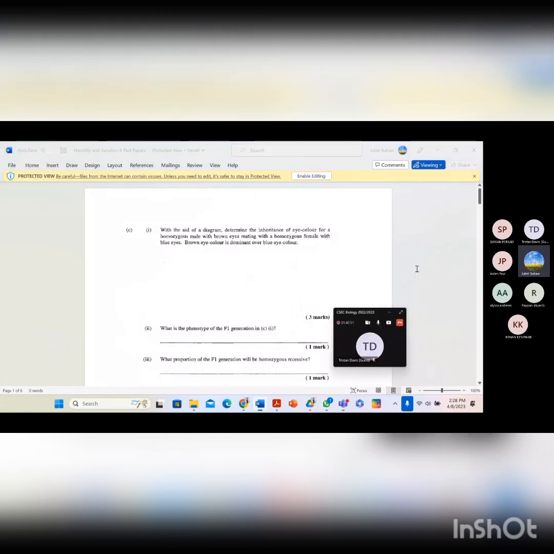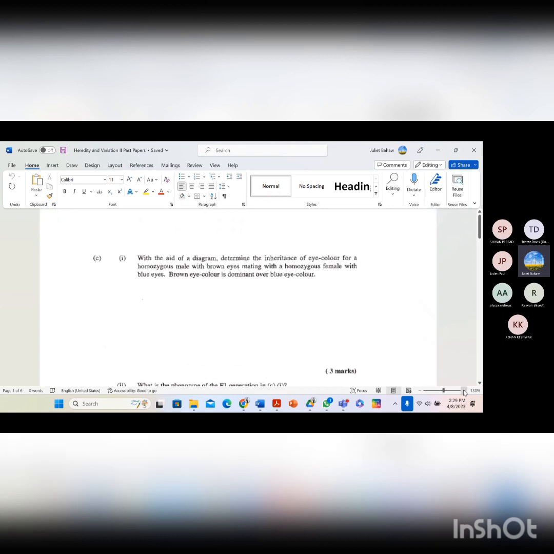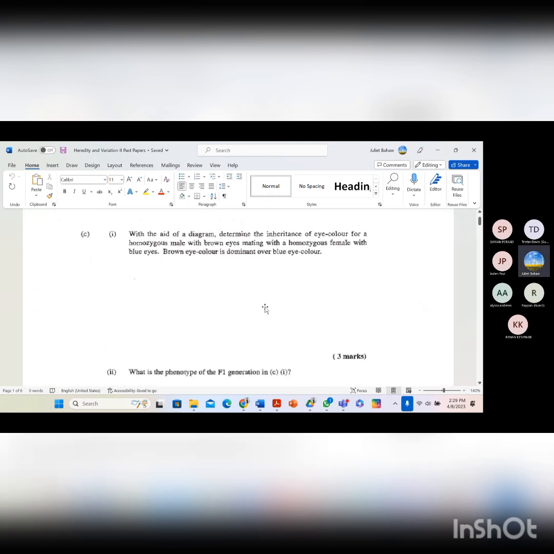Okay, this one is very doable. This has to do with eye color. All right, so Shivan, can you read part 1 for us?